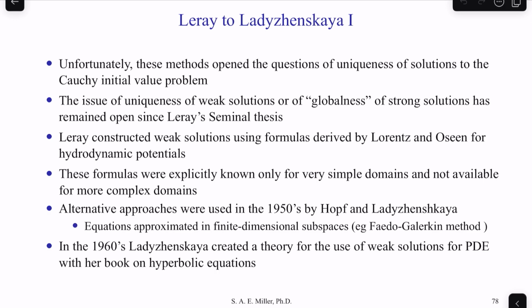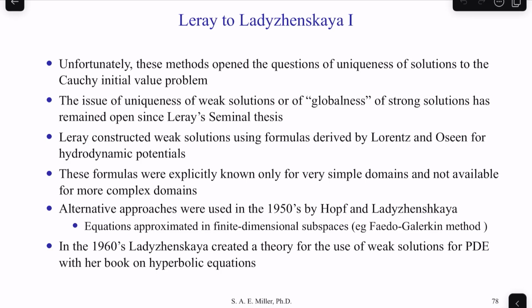A number of years later, these methods opened the questions of uniqueness of the solutions to the whole Cauchy initial value problem. Uniqueness of weak solutions, or of global, as we call them, strong solutions has remained an open problem since Leray's thesis. Leray constructed weak solutions using the formulations derived by Lorentz and Oseen for the hydrodynamic potential equations. These formulas were explicitly known only for very simple domains and not available for complex domains.